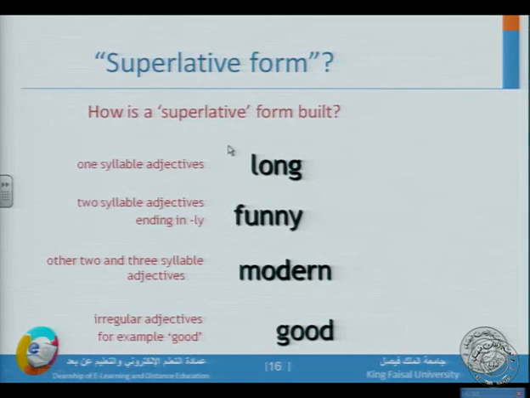نفس الأمثلة الآن لكن ندرس how is a superlative form built. كيف ممكن نبني superlative form of an adjective. We have also almost the same rules. Long. Long is a one syllable adjective. حكينا إنه هي كلمة ذو مقطع صوتي واحد. Long من نعمل فيها superlative form it becomes longest. إذن نضيف est.